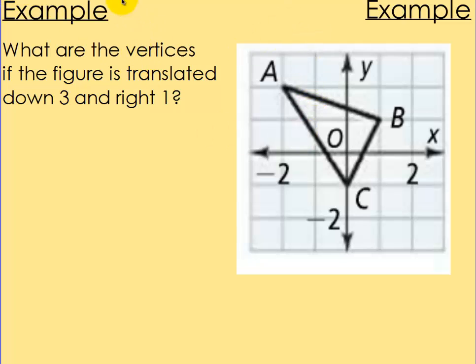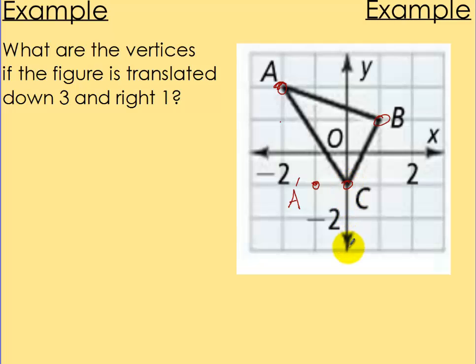Alright, what are the vertices if the figure is translated down 3 and right 1? So the vertices are right there, and there. If I translate them all down 3 and right 1, this vertex is going to go down 3, 1, 2, 3, and right 1. So this is going to be the new A. I'm going to call that A prime.